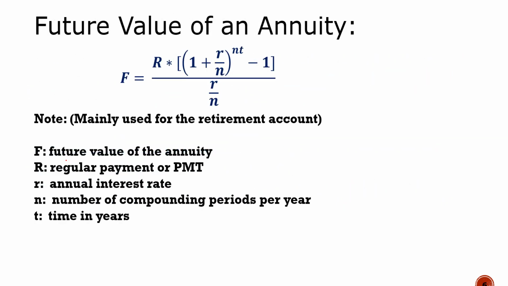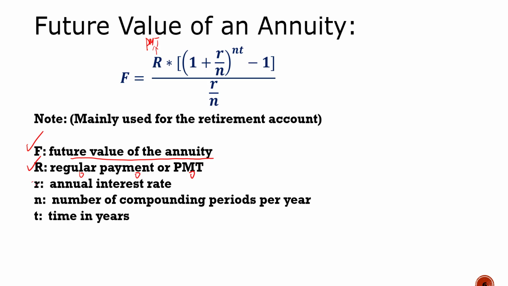All right, so now let's take a look at the future value of the annuity formula. The future value equals regular payment times square bracket, parentheses 1 plus annual interest rate r over n, the number of compounding periods, raised to nt, number of compounding periods times time t, minus 1, square bracket, over r. Here, F represents the future value of the annuity. R represents the regular payment, or you can also call it PMT. If you want to use PMT here, that's okay.